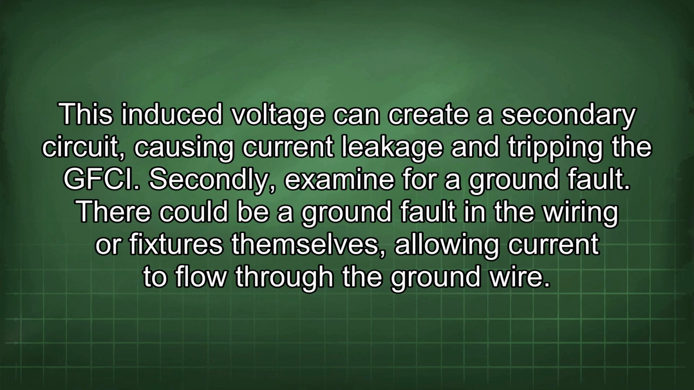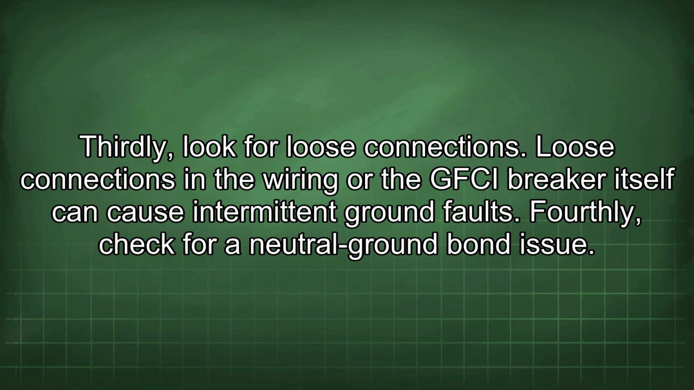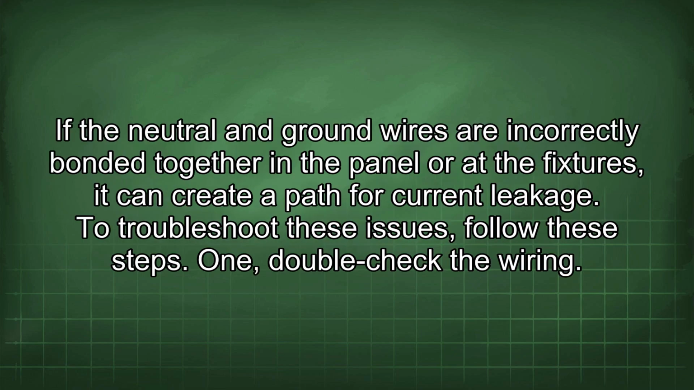Secondly, examine for a ground fault. There could be a ground fault in the wiring or fixtures themselves, allowing current to flow through the ground wire. Thirdly, look for loose connections. Loose connections in the wiring or the GFCI breaker itself can cause intermittent ground faults. Fourthly, check for a neutral ground bond issue. If the neutral and ground wires are incorrectly bonded together in the panel or at the fixtures, it can create a path for current leakage.